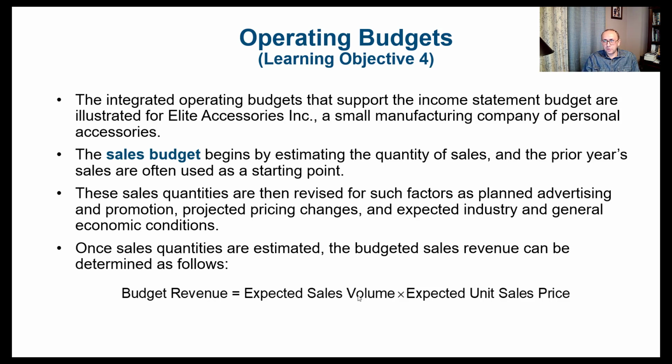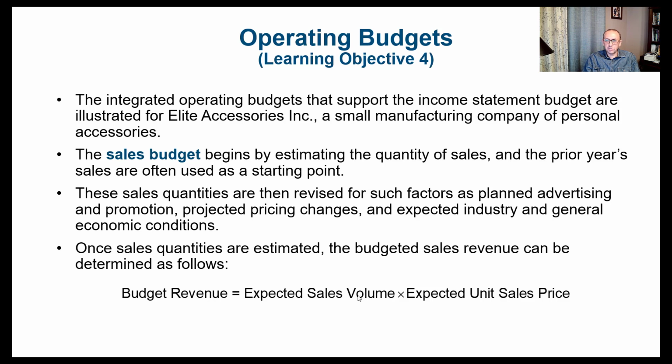So one of the first operating budgets, or components of the operating budgets, is the sales budget. So the sales budget begins by estimating the quantity of sales, and the prior year sales are often used as a starting point. So we get last year's sales, and using last year's sales, we make some adjustments to make an estimate of the quantity of our sales.